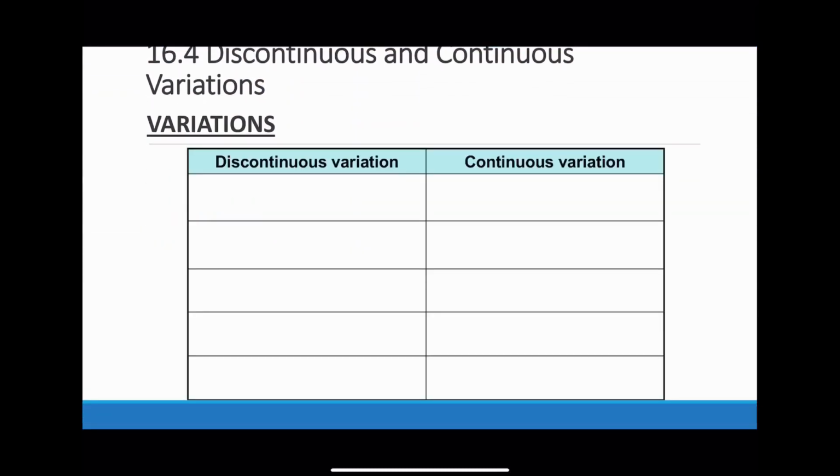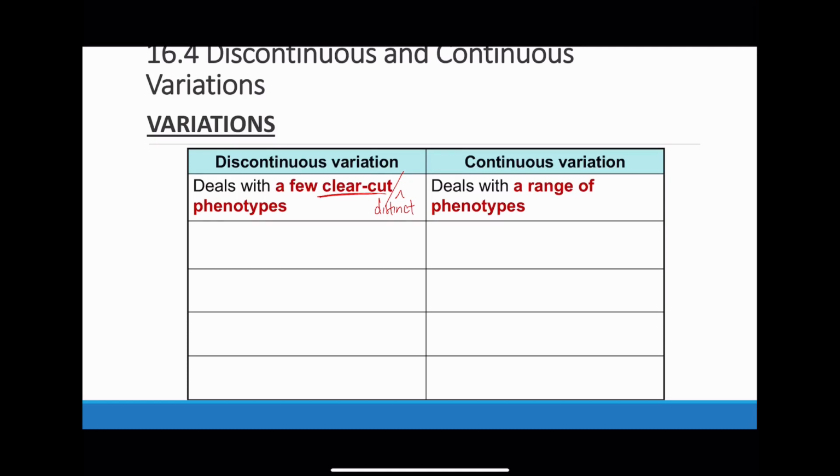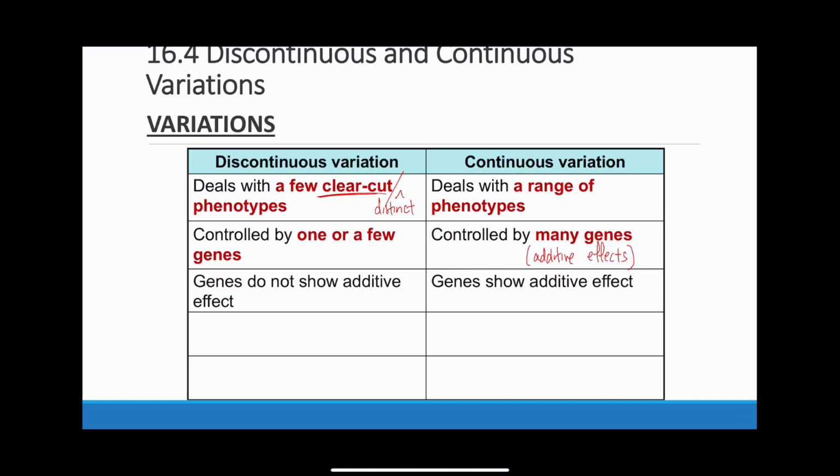Now, how do we compare the two kinds of variation? For discontinuous variation, it's important to understand that we are dealing with a few clear-cut, distinct phenotypes. That means I'm either looking at this kind or the other kinds. But for continuous variation, I'm looking at a range of phenotypes. So that's the first comparison between them. Secondly, discontinuous variation is usually controlled by only one or a few genes. Whereas continuous variation is controlled by many different genes and they have an additive effect. So you actually have to add up all their effects to show what exactly the trait is.